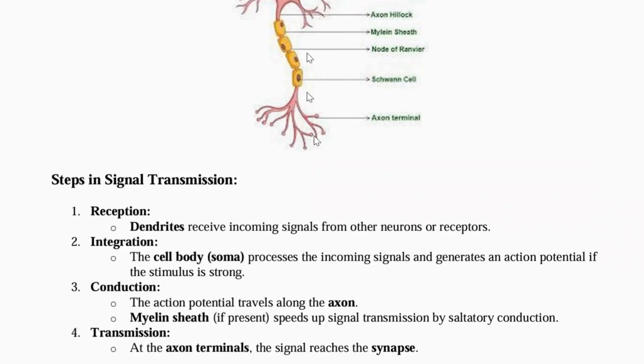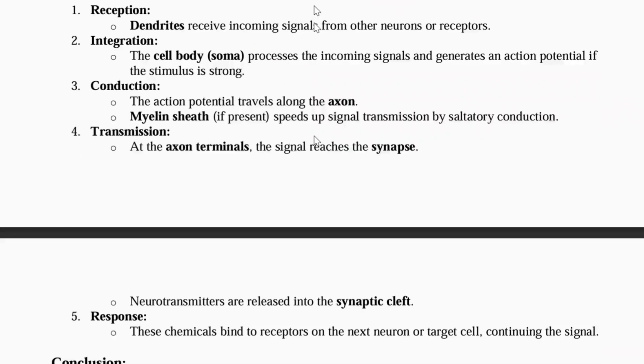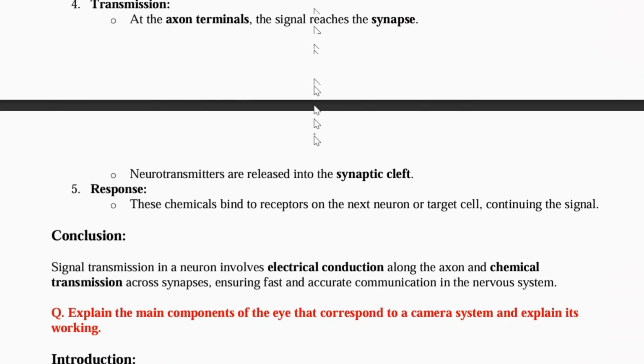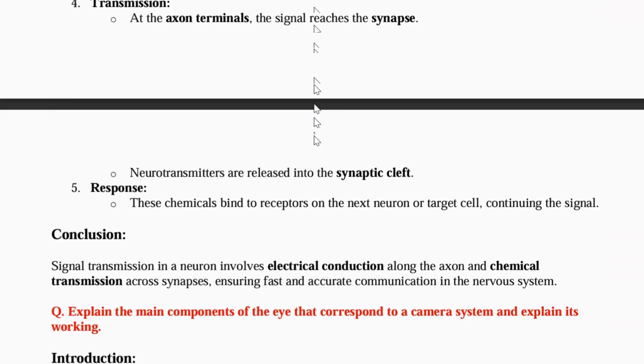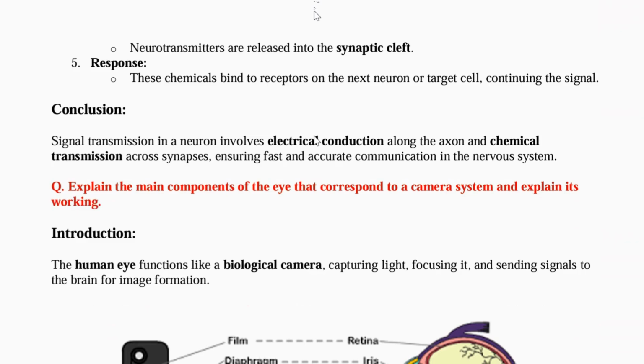The signal reaches the synapse. Finally, what happens? There will be a response. The chemical binds to the receptors on the next neuron or the target, continuing the signal. What is the conclusion? Neurons involve electrical conduction along the axon, chemical transmission across the synapses, ensuring fast and accurate communication in a nervous system.